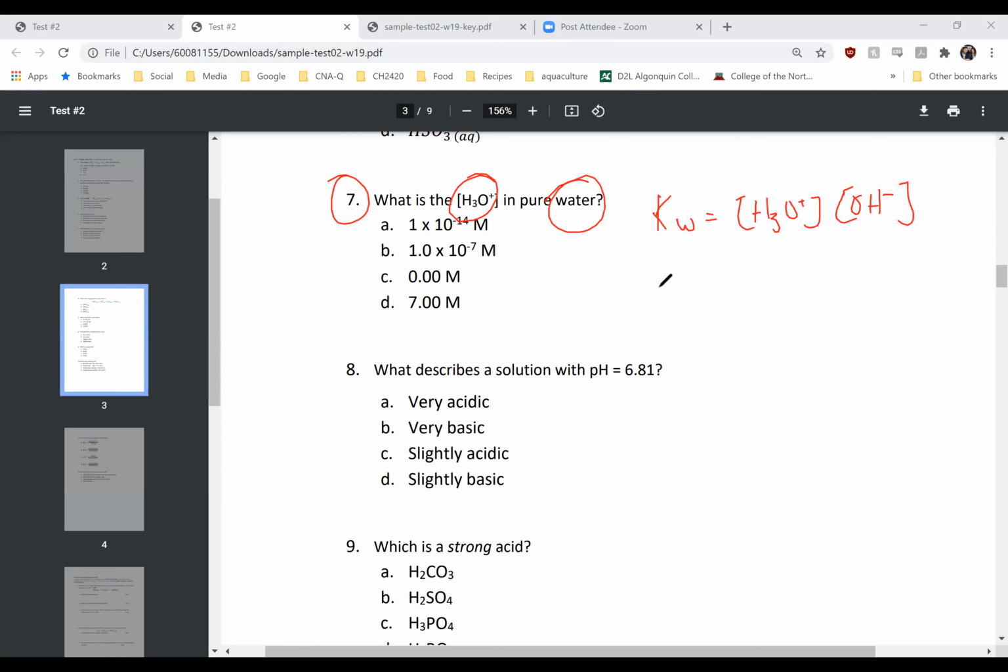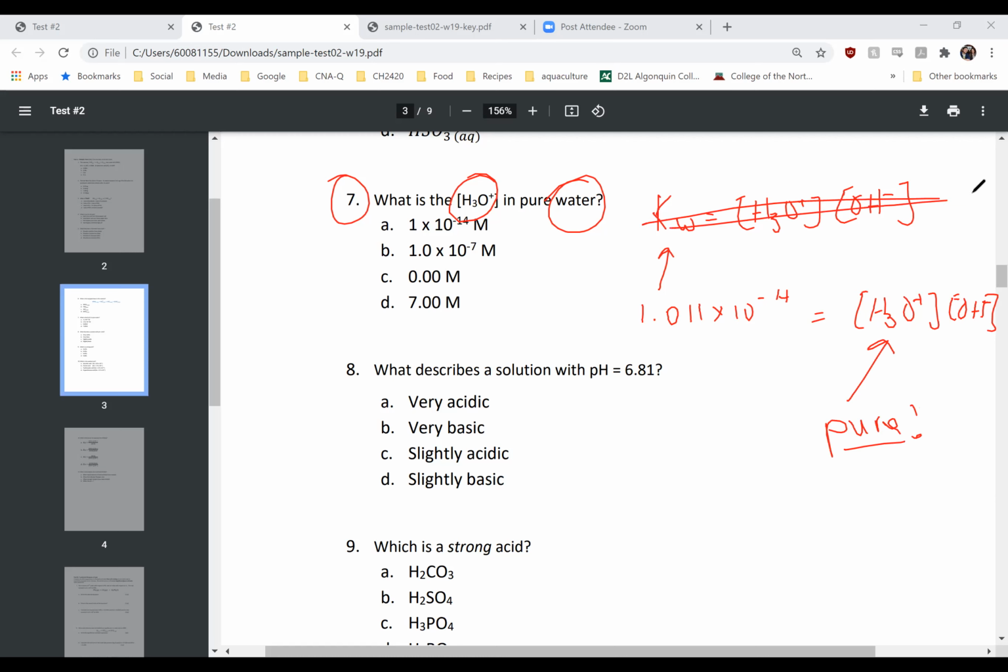So this number here is a constant, 1.011 times 10 to the minus 14. And it's asking for H3O plus. And actually, I don't know why I'm writing the calculation down. We don't actually need this because it's asking for this in pure water. Pure water meaning it's completely neutral. And this is actually not even a calculation. You don't even need your calculation for this. It's B. This is from your notes.